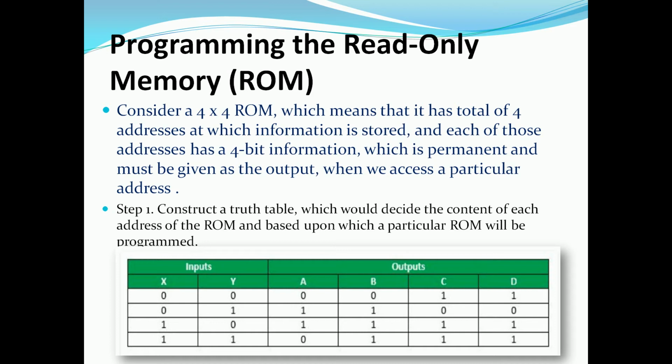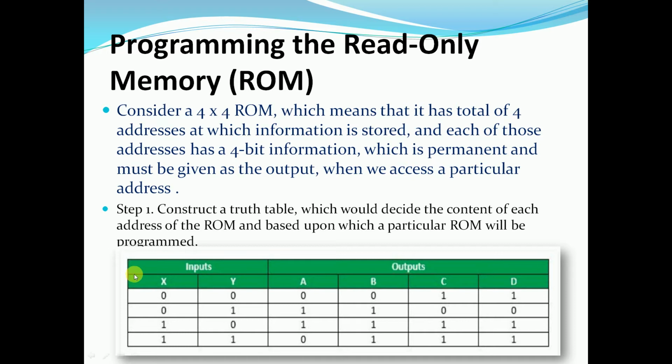Now we will understand the programming of read-only memory with an example. So our example is this. Consider a 4x4 ROM, which means that it has a total of 4 addresses at which information is stored, and each of those addresses has 4 bit information which is permanent and must be given as output when we access a particular address. So we will proceed to the solution step by step.